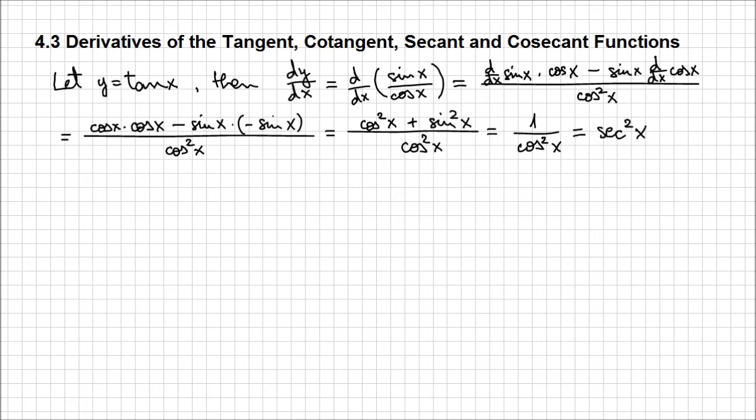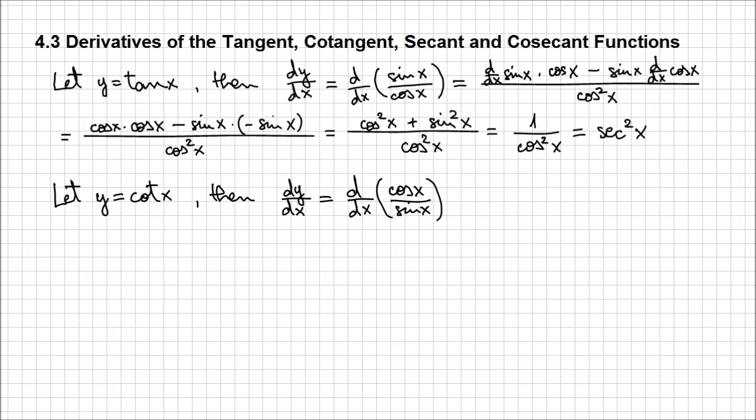Let's go further and calculate the derivative of a cotangent. Considering y to be cotangent of x, the derivative dy dx is going to be derivative d dx of cosine of x over sine of x. We have a quotient once again, so we're going to apply the quotient rule. d dx of cosine of x times sine of x minus cosine of x times d dx of sine of x, everything divided by sine square of x.